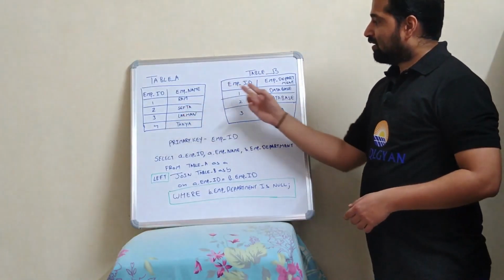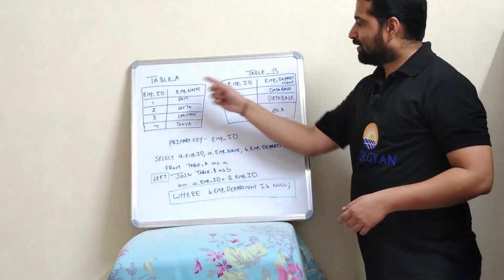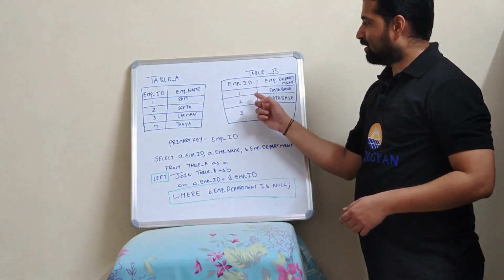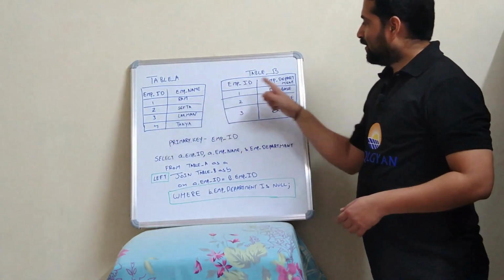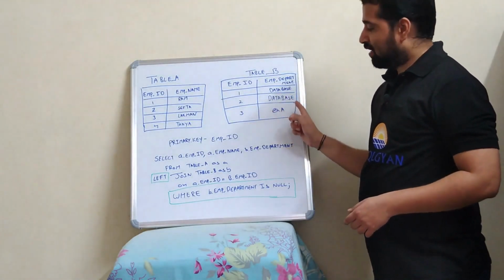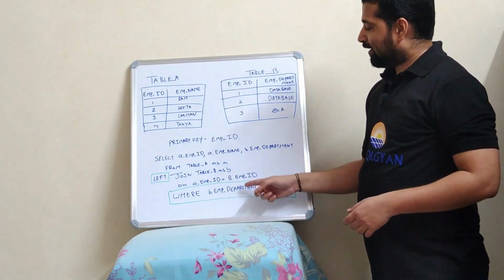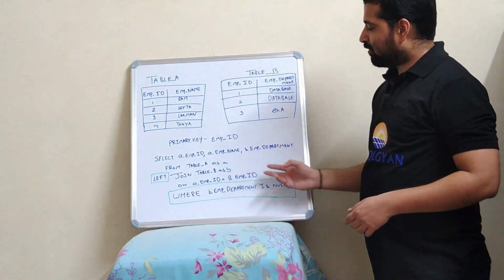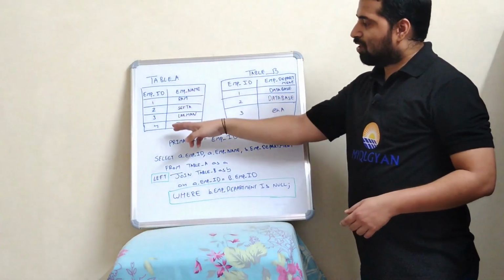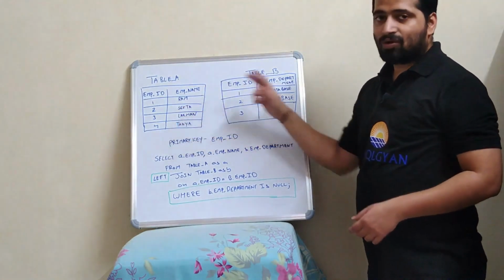So when we are joining these two tables, employee ID 1 to 3 is present in both of these tables. For the fourth employee ID, employee department is not present. Employee ID is also not present. So you can write b.employee ID is null, or b.employee department, or whatever b.column is null. This will give you that employee which is present in table A but not in table B.